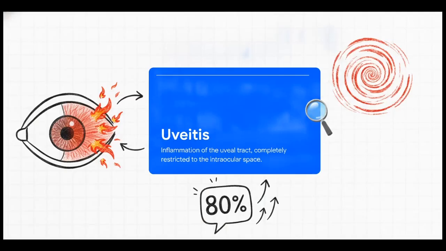So let's start by defining our primary suspect here. Uveitis is an intraocular inflammation restricted entirely to the uveal tract. And just to put things into perspective, anterior uveitis makes up an overwhelming 80% of all these cases. We are not talking about some standard surface infection like conjunctivitis. No, this is an internal inflammatory war that is completely 100% restricted to the intraocular space.